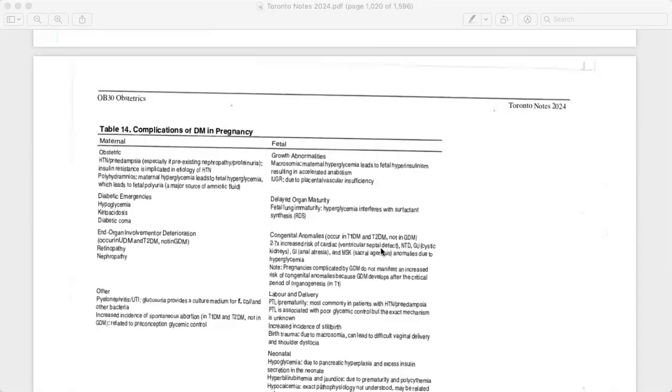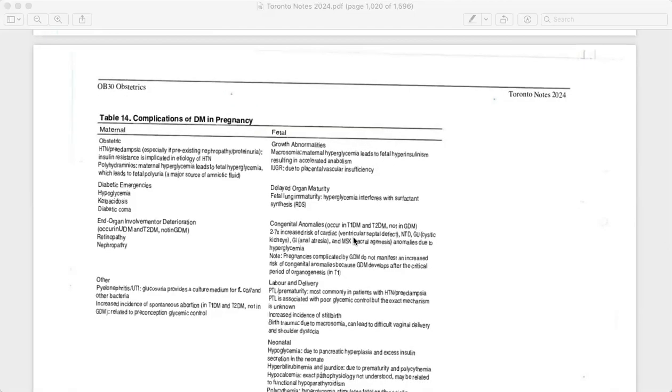Usually they ask which cardiac or heart congenital defect they can have. So ventricular septal defect, neural tube defect, or genitourinary, kidneys, gastrointestinal, musculoskeletal. These are the ones because organogenesis is happening in the first and second trimester. That's why they are experiencing this. But in the third trimester, usually they just experience preterm labor or hypoglycemia, these kinds of things.